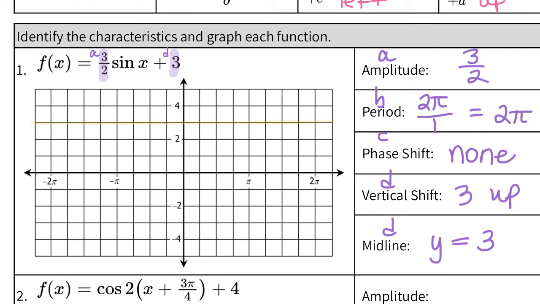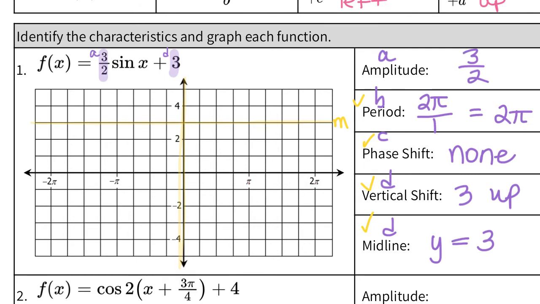I'm just going to label it with an M for mid. Okay, got that done. Phase shift, it doesn't have one, so I'm going to check that off. But since it doesn't have one, that technically means that it's going to be starting at x equals 0, so right at the y-axis. Period is 2 pi, so starting from the y-axis, we need to finish in 2 pi.